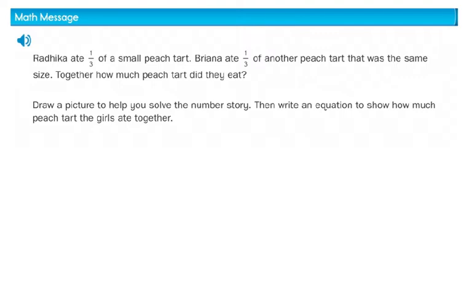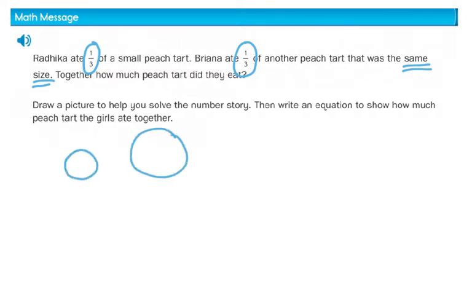Now let's look at some word problems using fractions. Radhika ate 1/3 of a small peach tart. Brianna ate 1/3 of another peach tart that was the same size. Together, how much peach tart did they eat? Remember, same size. If you had a peach tart, let's say they're round, and you had a small one versus a large one, even if they ate 1/3 each, obviously they're not the same size, so they are not equal. So just be aware of that. It has to be the same size.